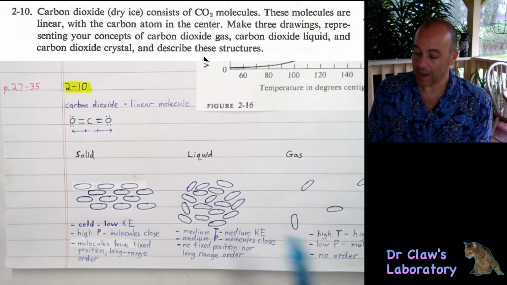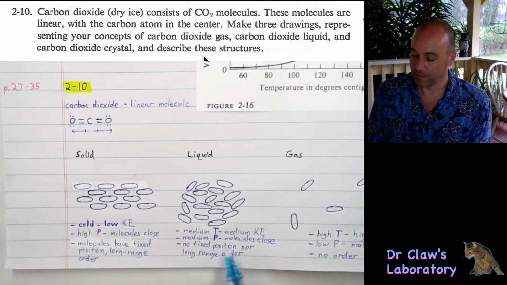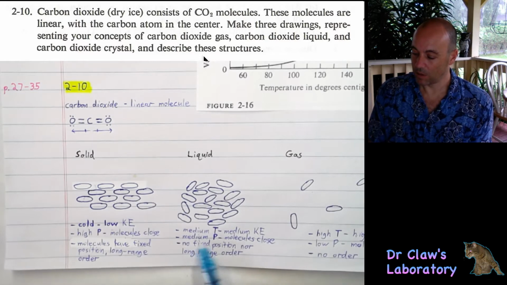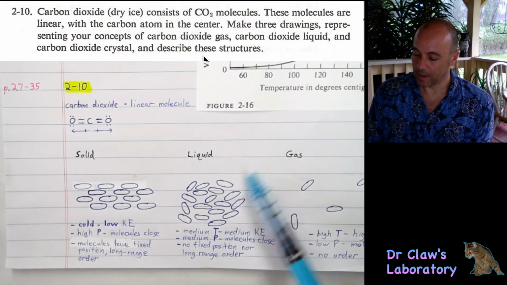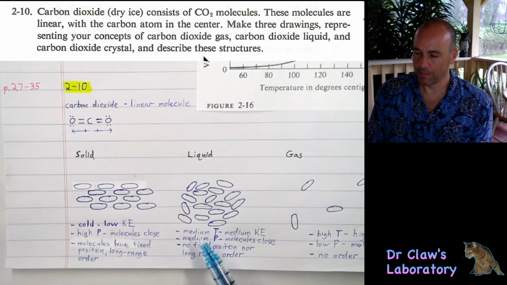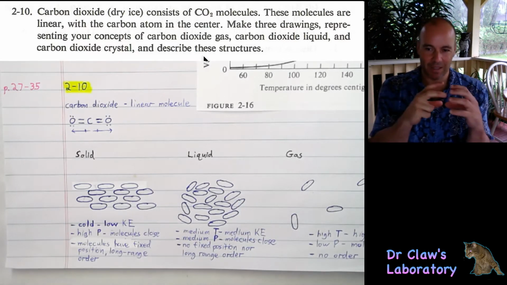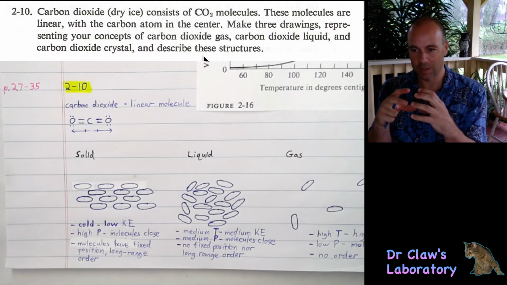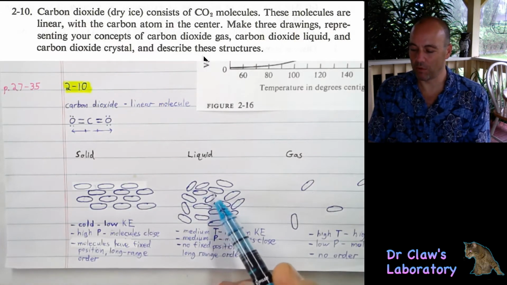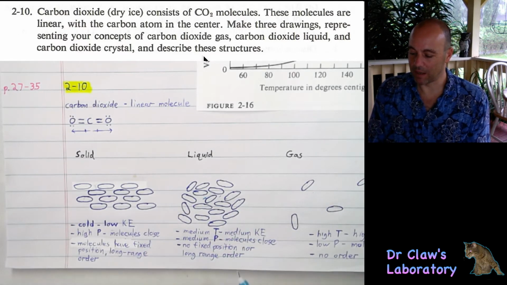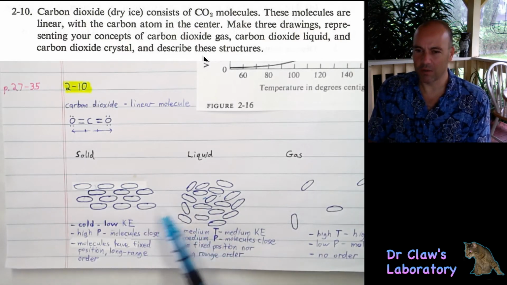The particles do not have fixed positions now because they have more kinetic energy, and they're able to slide past one another. So liquids are held in place by a medium pressure. The particles are pretty well closely packed, like a solid. Particles in a liquid are also close together, but maybe there's a little tiny bit more room between some of the particles versus that of a solid. Again, no fixed positions, and there's also no long-range order.